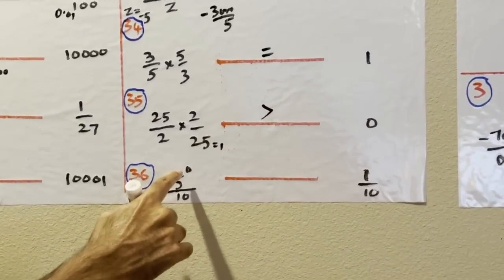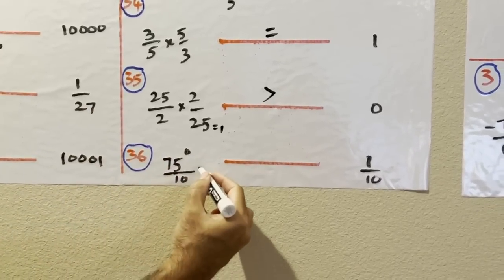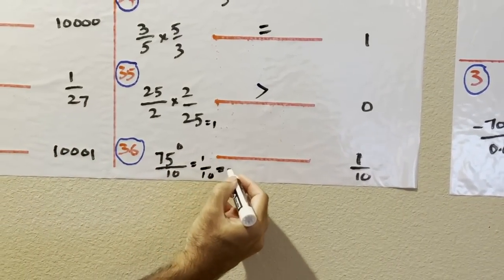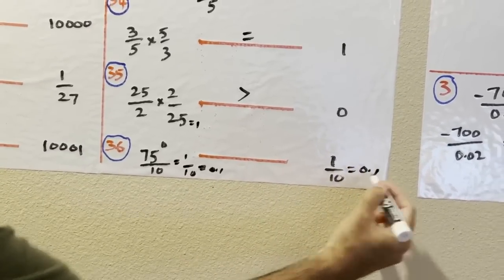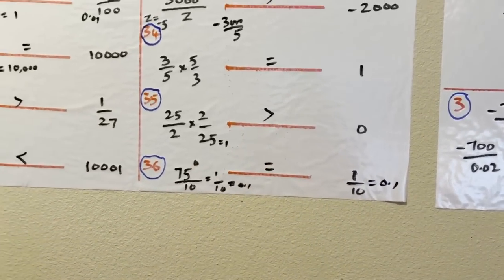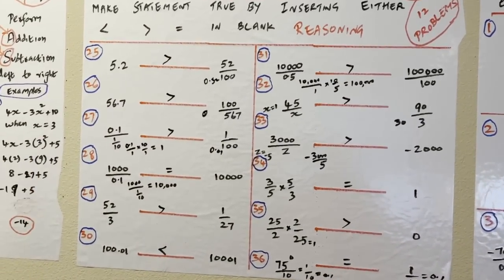Here 75 to the power 0 by 10. Anything to the power 0 is 1. So this becomes 1 by 10 which is equal to 0.1. Here 1 by 10 is equal to 0.1. So it's equal. So this completes the lesson 4 with 12 problems of the pre-calculus.